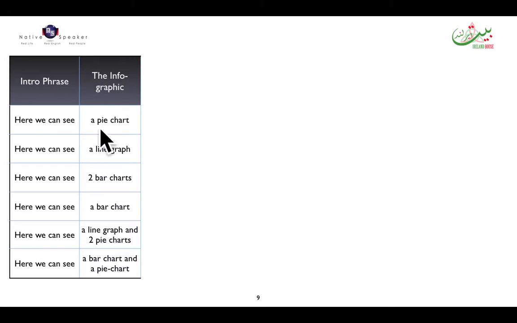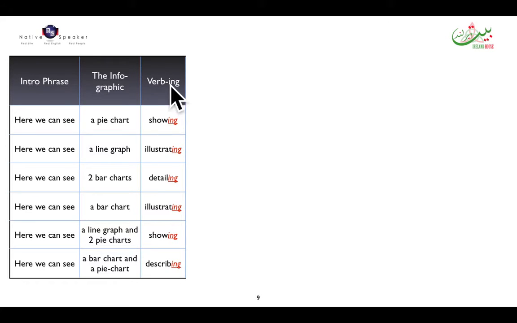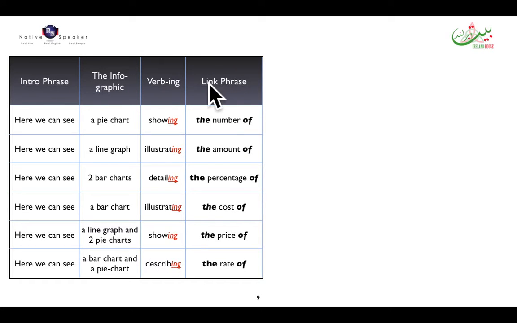And then you'll mention what you're looking at. Is it a pie chart? Is it a line graph? Is it 2 bar charts? Is it a line graph and 2 pie charts? Is it a bar chart and a pie chart? As I said, it's very often a combination. And the next word should be verb ing. Showing, illustrating, detailing, describing. And then you'll use a link phrase.